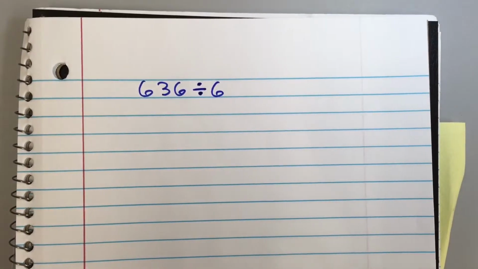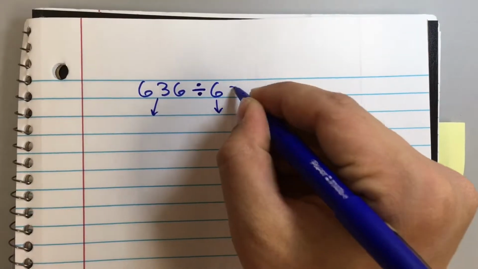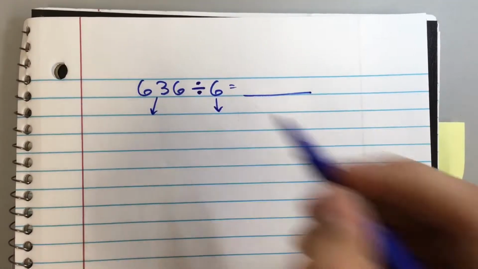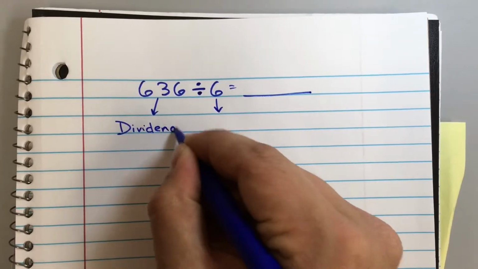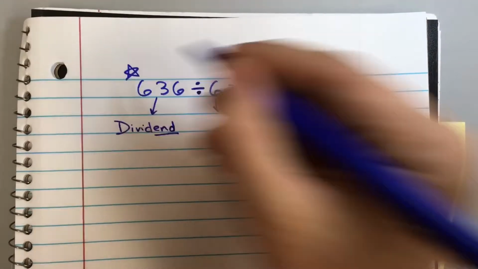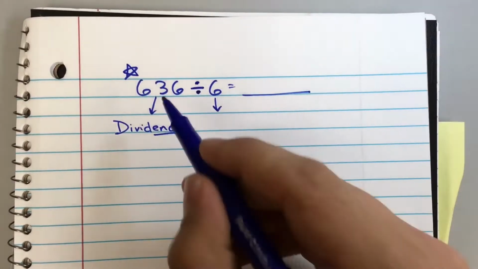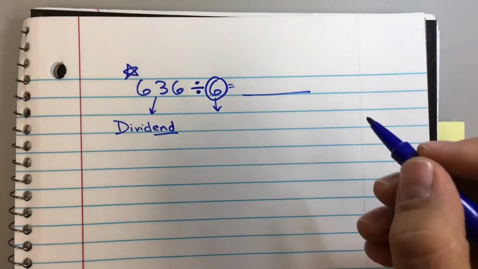Okay? The vocabulary we need in order to solve this problem is as follows. The large number we start with is called the dividend. It has the word end in there, which is funny because it's actually where we start anytime we have a division problem. 636 dividing into 6 equal groups.